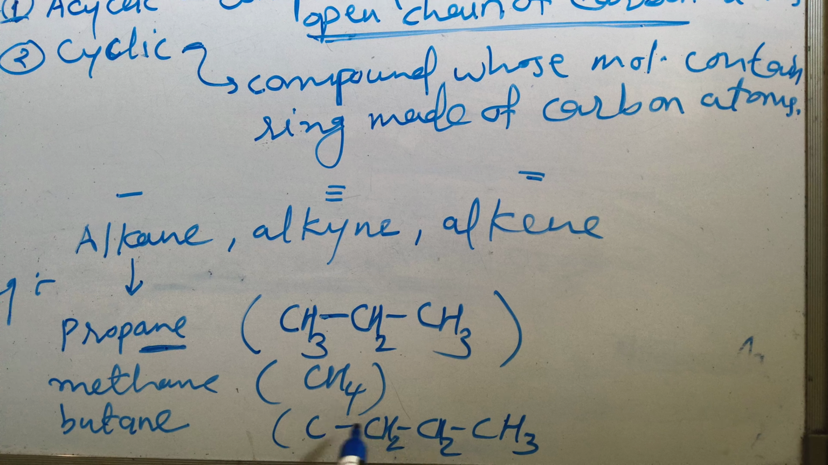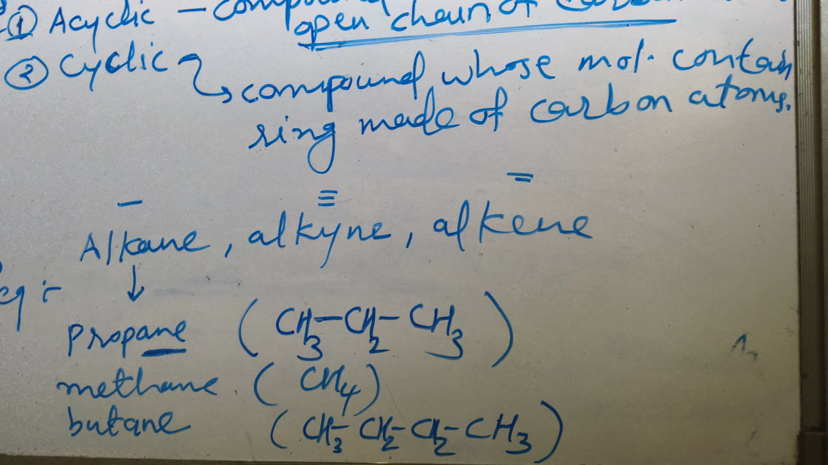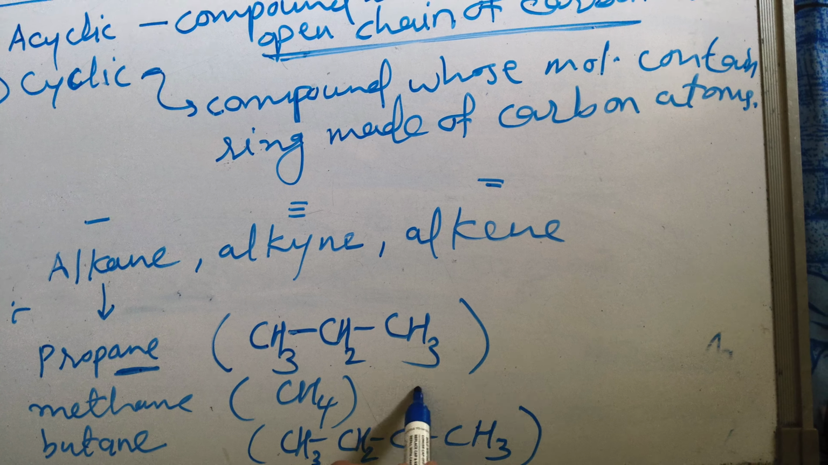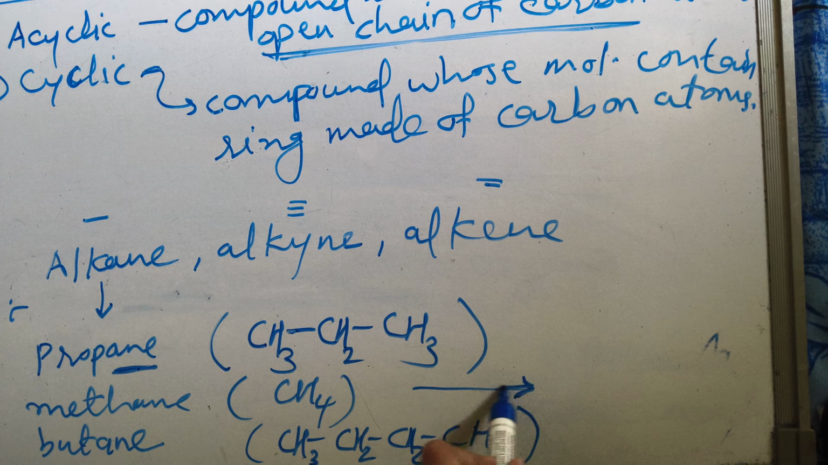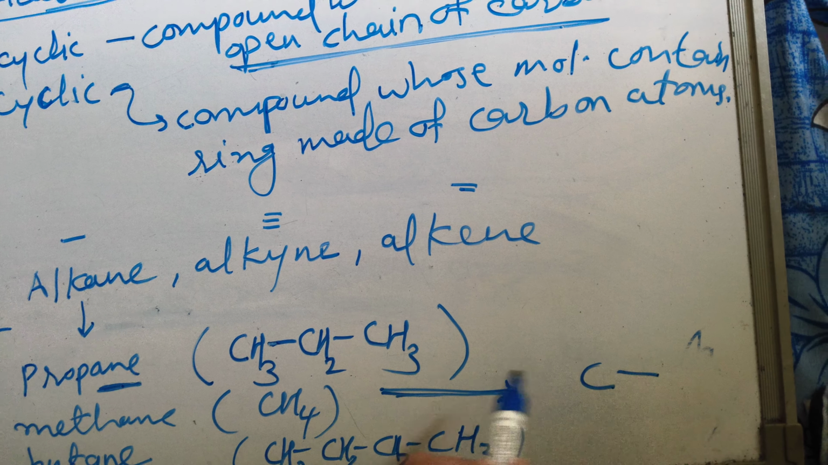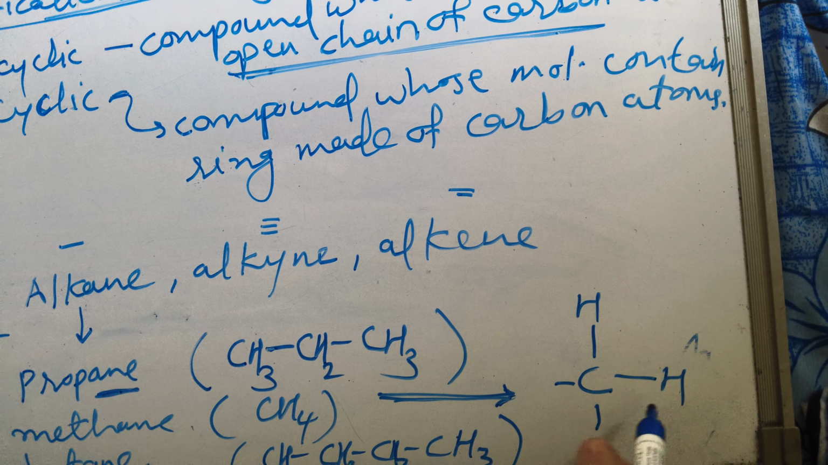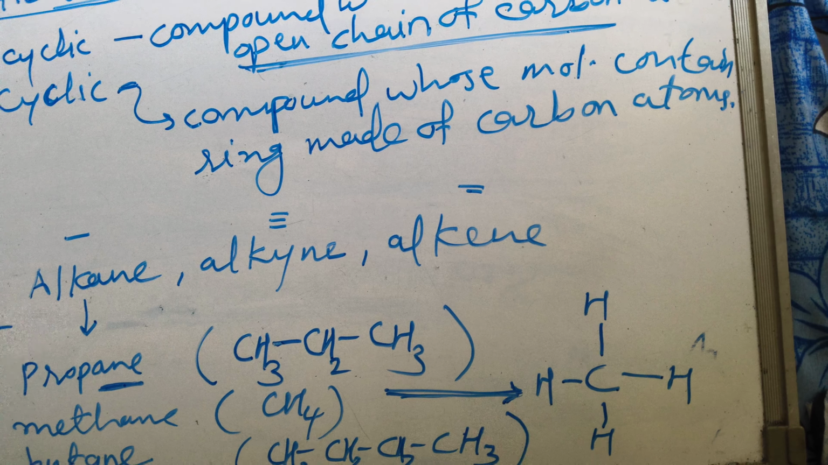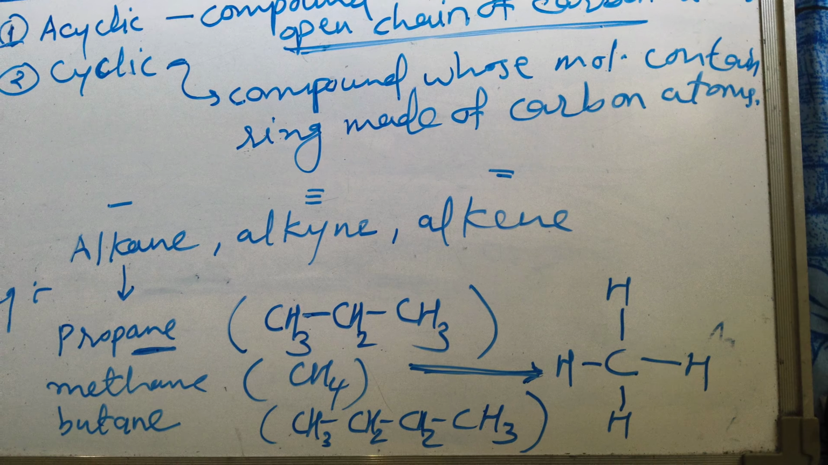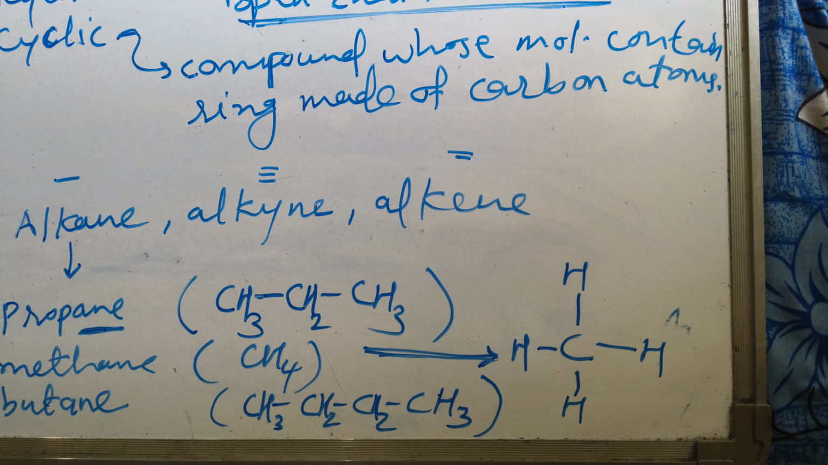Now we look at this. Here CH4. It is classified as alkane because this carbon contains 4 hydrogens. It's a single bond structure, so it's called methane. Understood? This is the naming of these acyclic compounds.